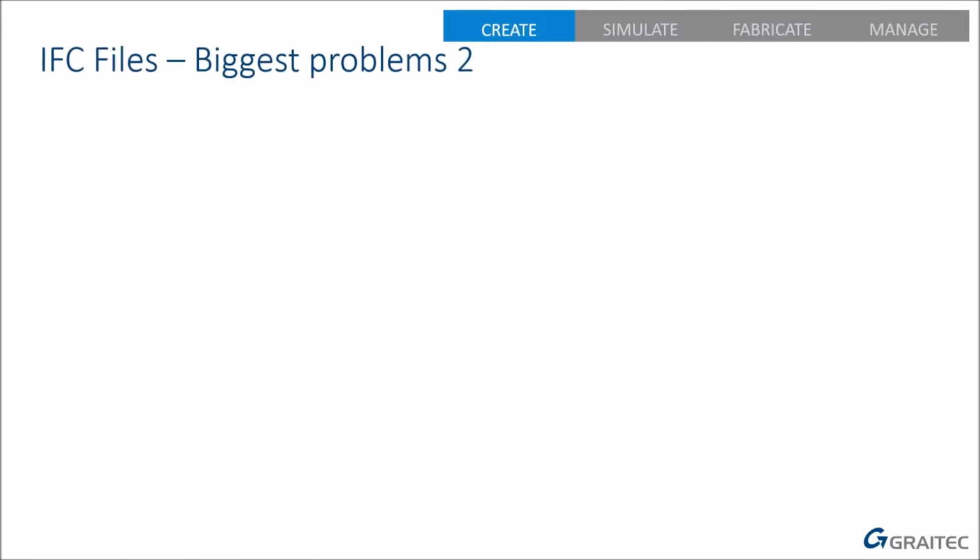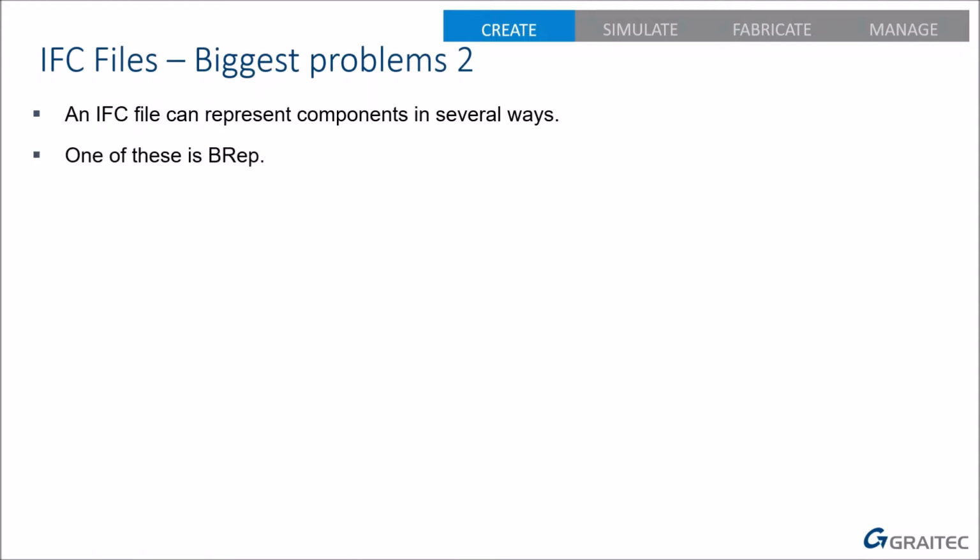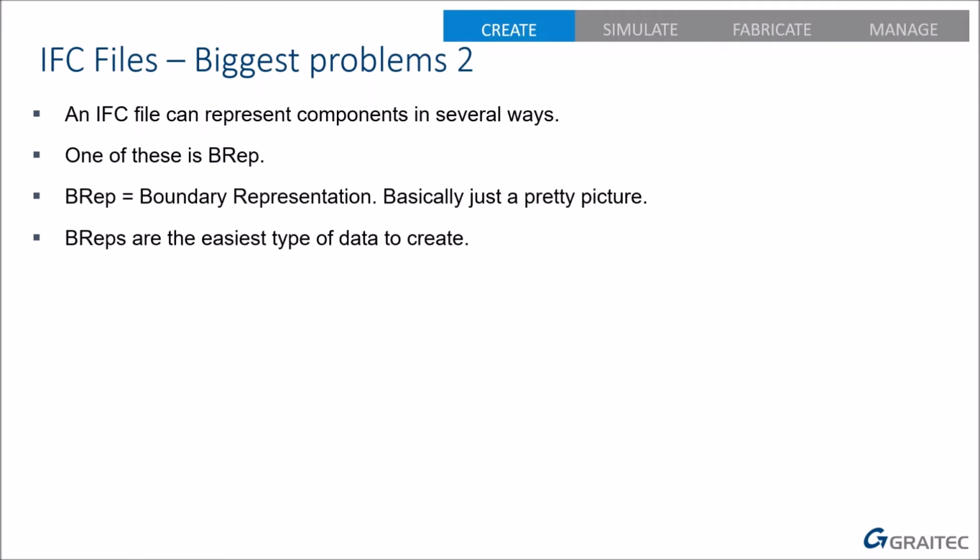But the second biggest problem, maybe I should have put it first because it's the biggest problem with IFC files. IFC files can represent components in the file in several different ways. They can have solids and swept solids and all sorts, but one of those ways it can represent it is called BREP, or boundary representation. And that's basically just a pretty picture. It's the easiest way to create data for an object in the file, and it can be used for absolutely anything in the file. Even if it's a custom object that makes no sense to anybody else, you can create it as a pretty picture.